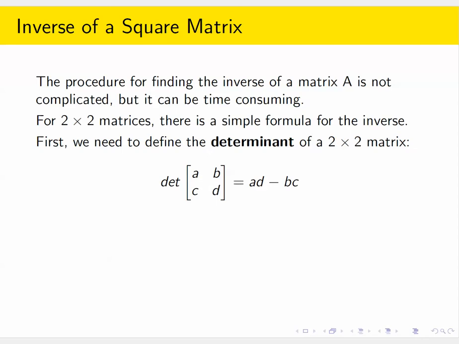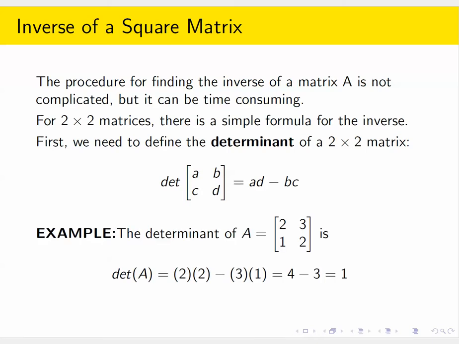For the determinant of a 2 by 2 matrix, all you have to do is take the product of the entries on the main diagonal, and so for this matrix it would be A times D, and then the product of the entries off that diagonal, in this case B times C, and subtract. AD minus BC. So, for example, if I have a matrix with entries 2, 3, 1, 2, and I want the determinant, I take the product of the entries on the diagonal, that's 2 times 2, and the product of the entries off the diagonal, that's 3 times 1. 2 times 2 is 4, 3 times 1 is 3, I subtract and get 1. That's the determinant of this matrix.